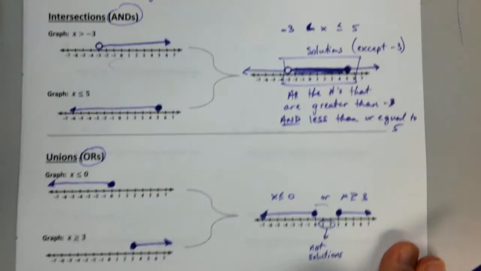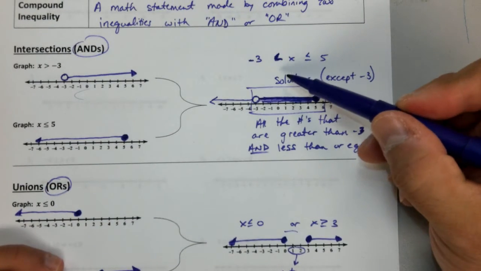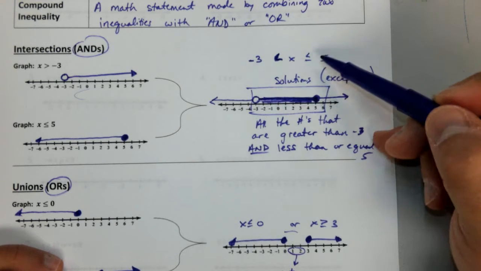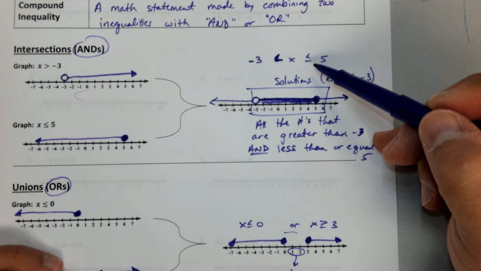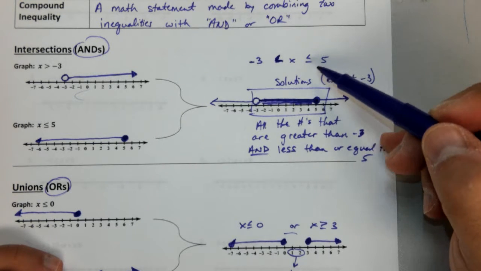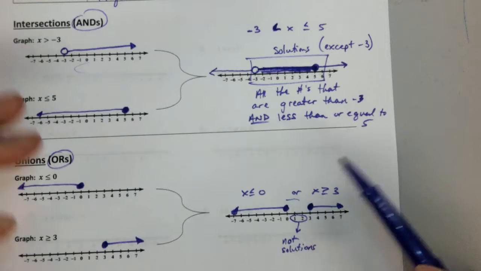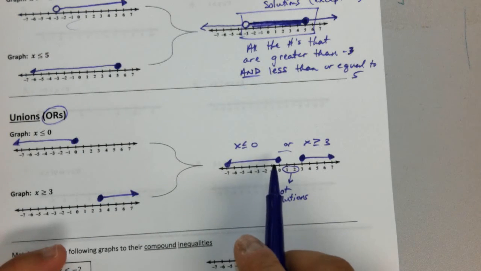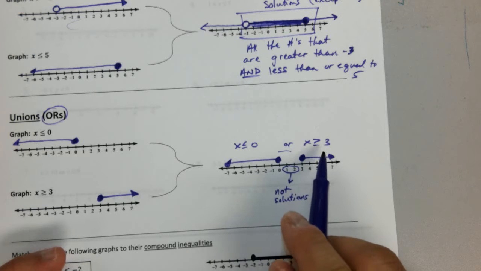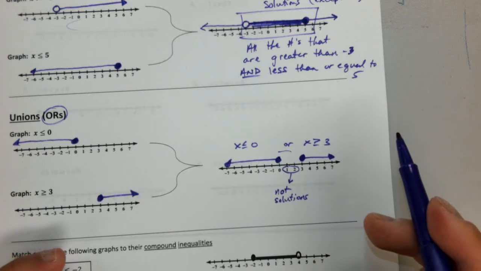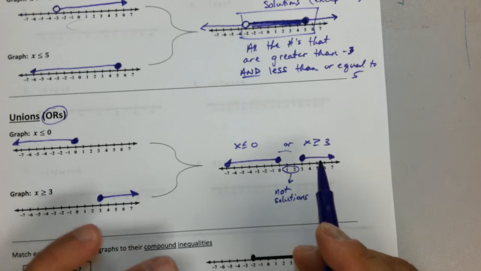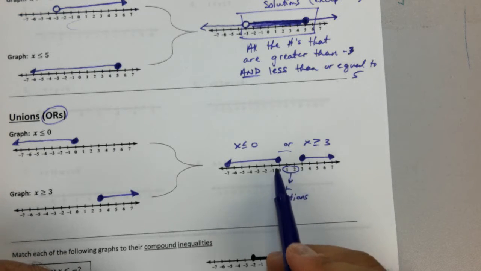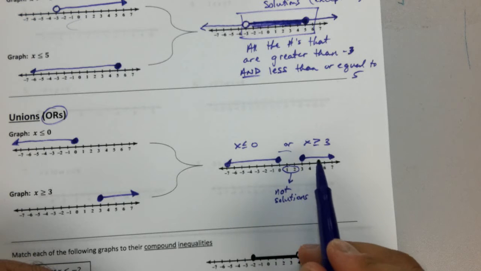So the difference is an AND has two conditions, and you're looking for the numbers that meet both of them. We were looking for the numbers that are greater than negative 3, but also less than or equal to 5. Down here, we have a little bit of a larger net that we're casting. We're looking for any number that's less than or equal to 0 and any number that's greater than or equal to 3. There's only so many numbers that don't fit this bill. Here are some of them, 1 and 2. Neither of these numbers are less than or equal to 0 or greater than or equal to 3.